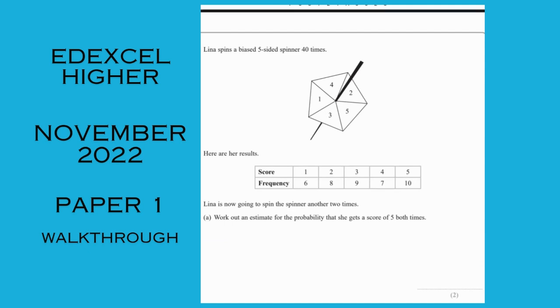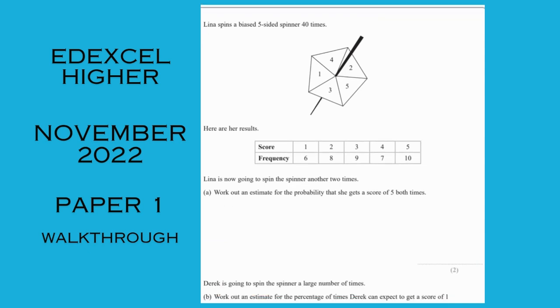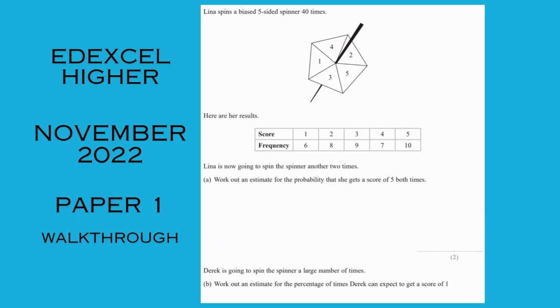Number 10, we've got a spinner. Nice question this, nice and straightforward. Probability of getting a 5 both times. Well, getting a 5 once is 10 out of 40. Getting a 5 again is 10 out of 40. And obviously they simplify to give you a much better answer.